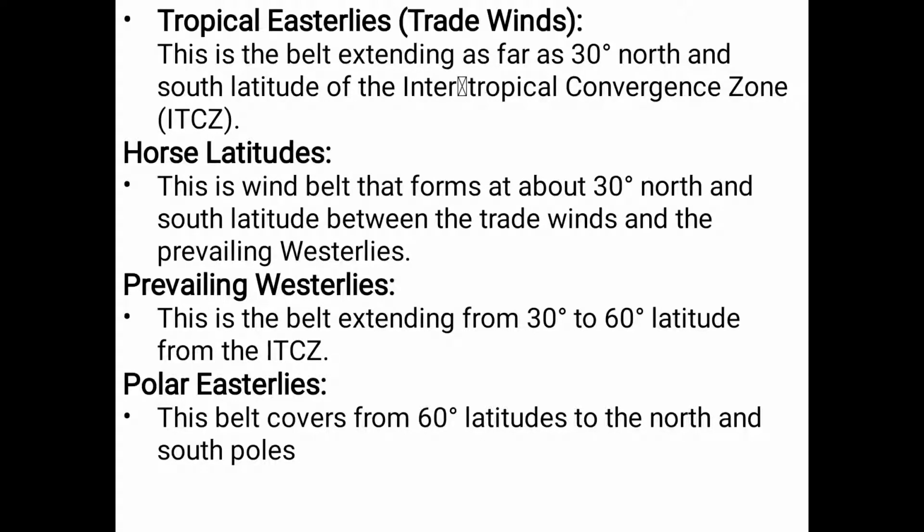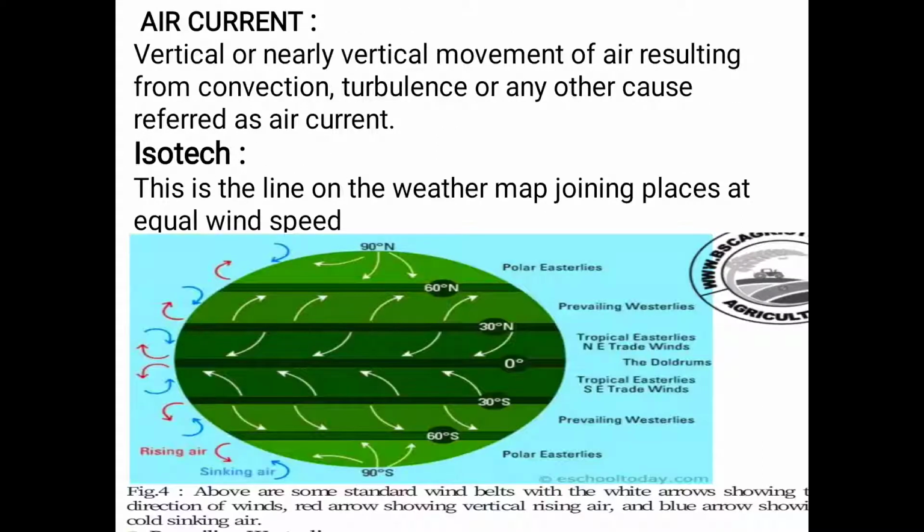So this polar easterlies that covers from the 60° latitude to the north and the south pole, that is called as the polar easterlies. Then the next important definition is the air current. So this air current is a vertical or nearly vertical movement of air resulting from convection, turbulence or any other cause, that is called an air current.